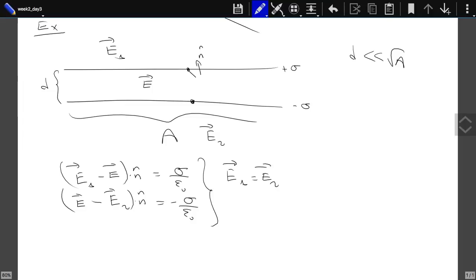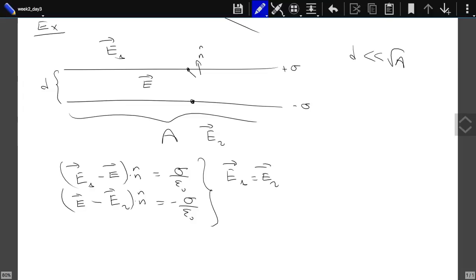Nothing yet. The only assumption I make is that E1 is uniform, E is uniform, E2 is uniform. That is the only assumption I made. If I don't make that assumption, I cannot really compare the first equation with the second equation, because E in the first equation and E in the second equation can be different. But once I assume that E1, E2, and E are uniform, E in the first equation and E in the second equation are the same. And so E1 should be equal to E2.